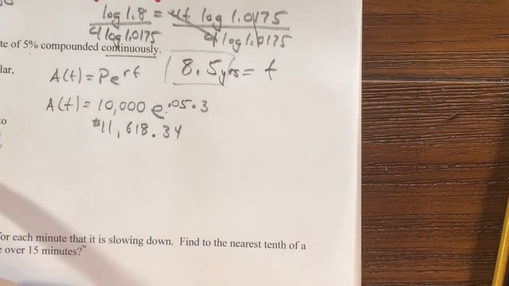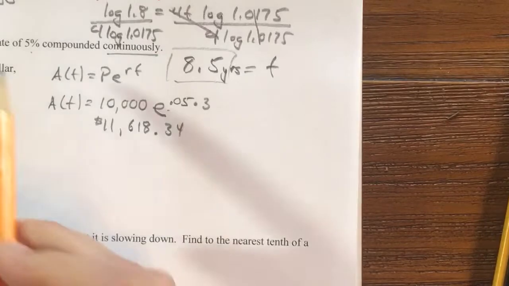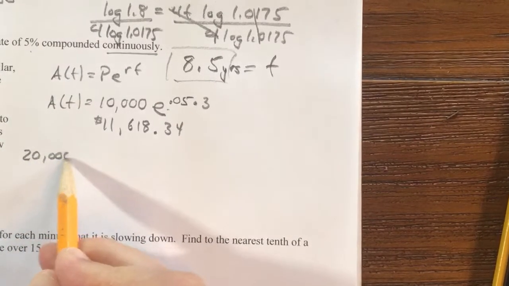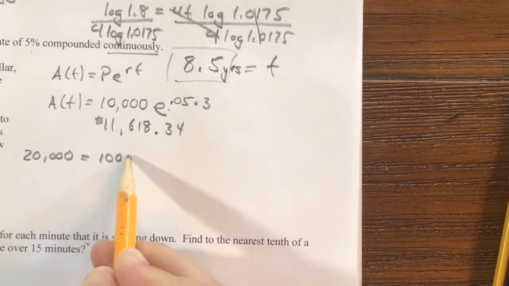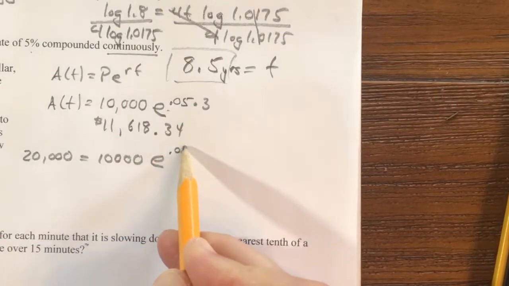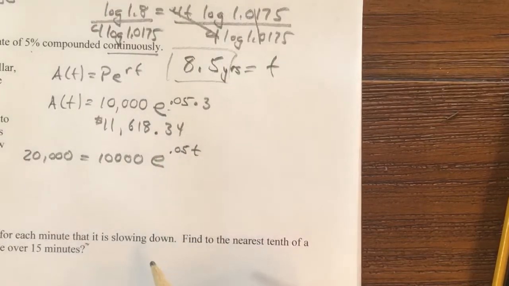How long is it going to take for this money to double? Well, I started with 10,000. I want to get to 20,000. The rate is 0.05, but I don't know what the time is, okay?